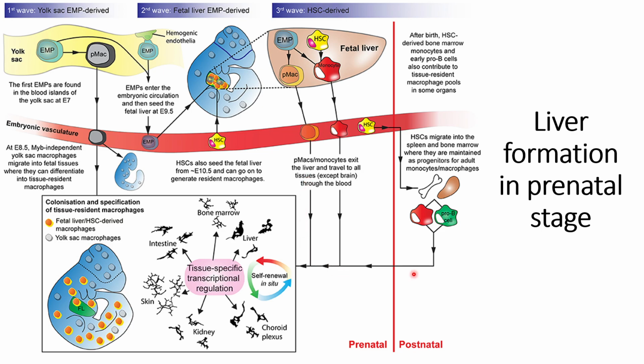and that is shown here. So this happens at E9.5. After that, these hematopoietic stem cells will also migrate into the spleen and bone marrow, where they are maintained as progenitor cells for adult monocyte or further monocyte or macrophage development. And at this stage, the fetal liver has been developed.